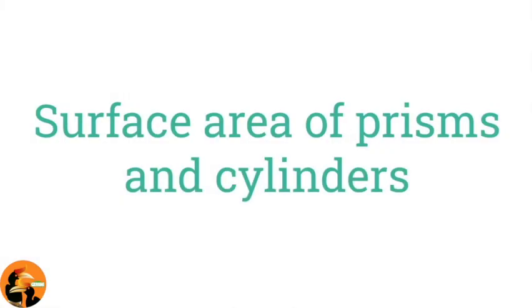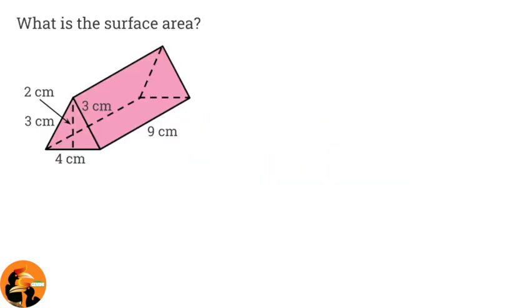In this video, you will learn how to find the surface area of prisms and cylinders. Let's get started. In our first problem, we need to find the surface area of this triangular prism. Remember, the surface area of a three-dimensional figure is the sum of the areas of all the figure's faces. So we'll need to find the area of the two triangular bases and the areas of the three rectangular faces. Then we can add their areas together.